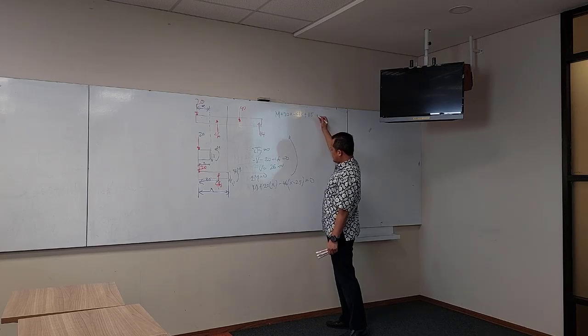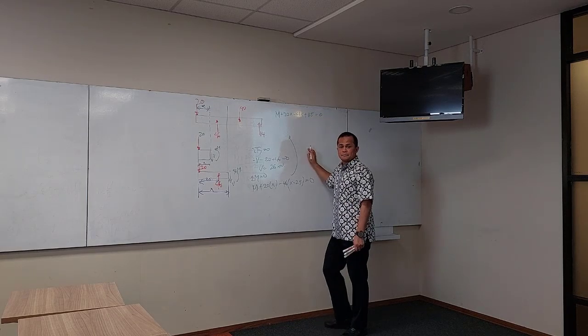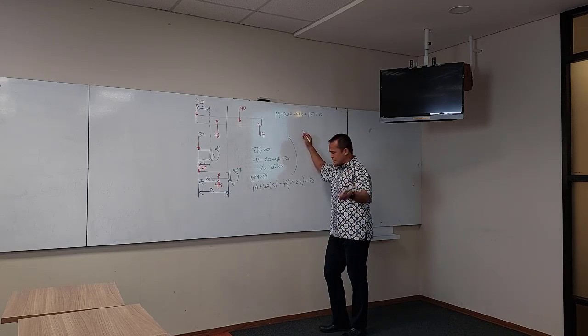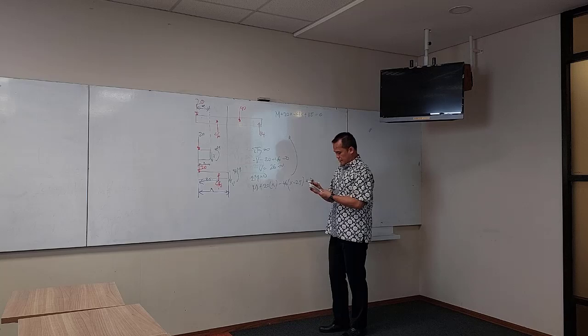115 equal to 0. Agree? Let's check again, is it correct? 46 times 2.5. Correct? Okay.